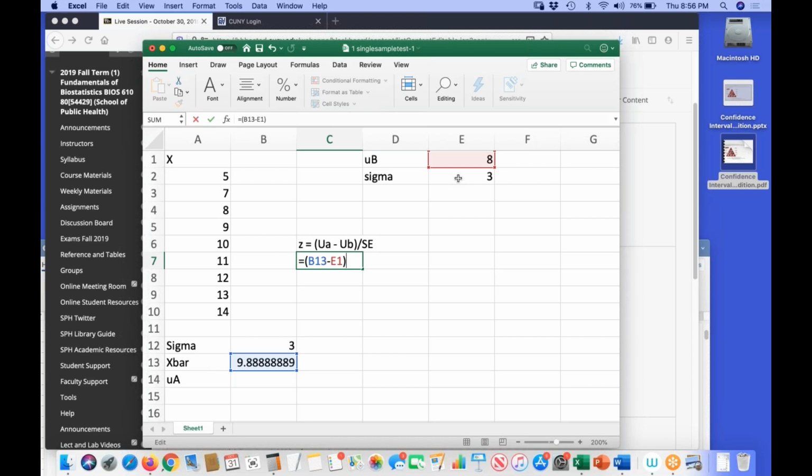Do I know what the standard error is yet? I haven't calculated it yet, have I? Right? Okay, so let me hit escape here. And let me calculate that first. The standard error is going to be equal to sigma over the square root of the sample size. Square root of the sample size is 3. Sample size is 9. So sigma is equal to 1.